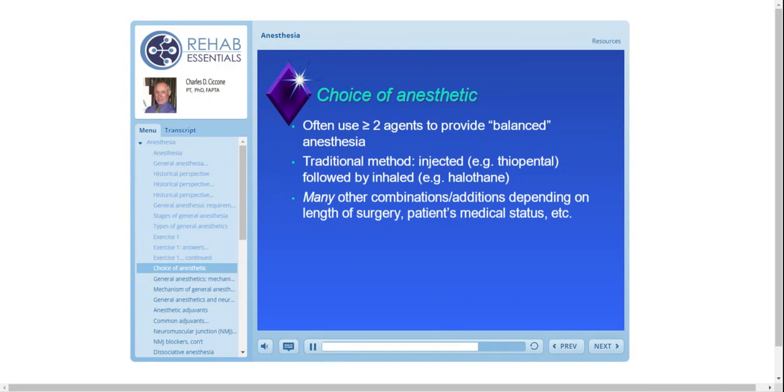However, there are many other combinations and additions, depending on the length of the surgery, the patient's medical status, comorbidities, does the patient have cardiovascular or pulmonary issues? So the anesthesiologists have really worked hard to tailor the type of anesthetic regimens based on all of these other factors. So it's not just a cookbook effect or one size fits all or one method of anesthesia for every patient for every type of surgery. So once again, this has really evolved into a really important aspect of a surgical procedure.